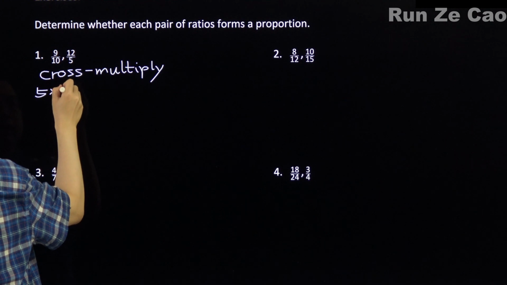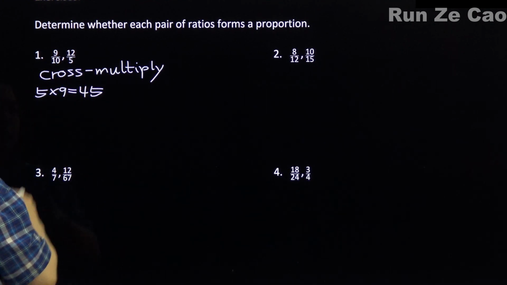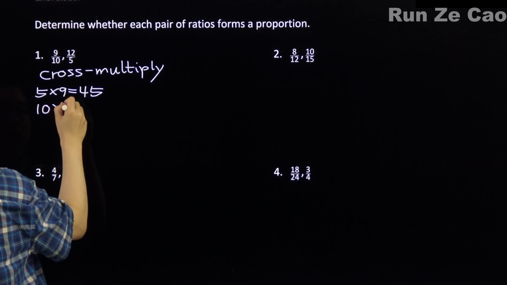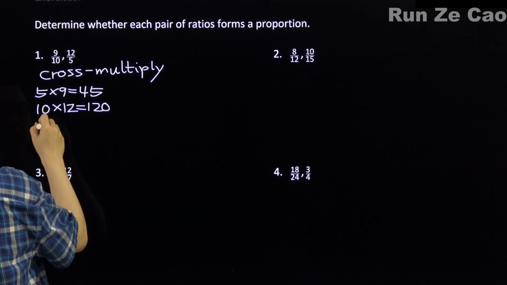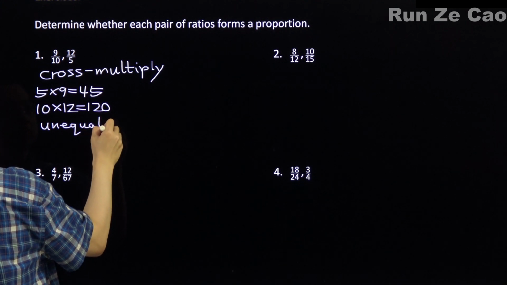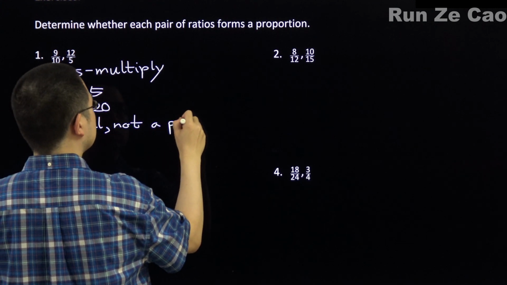Five by 9 is equal to 45, and 10 by 12 is equal to 120. Unequal, not a proportion.